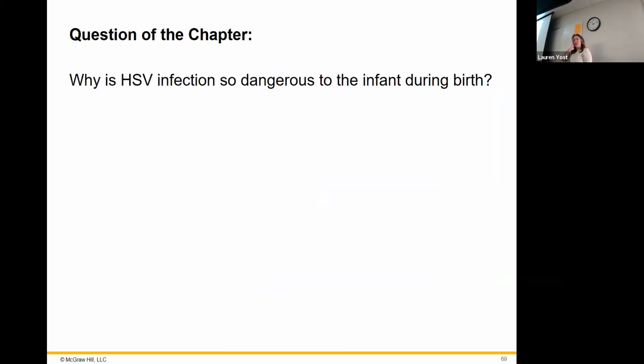All right, anyways, the chapter question was, why is HSV infection so dangerous to the infant during birth? And of course, we were talking about the effects of meningitis and all that. So this would be the picture.